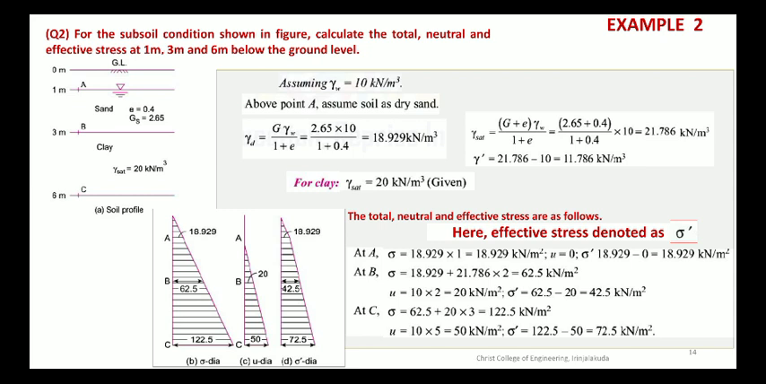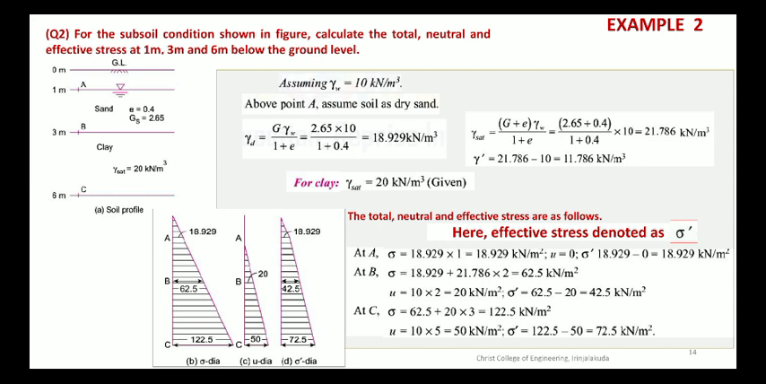Now what is the pore water pressure at B? So just look at the layer B. How much is the depth of water over that B? It is 3 minus 1, that is 2 meters. 2 meters of water. The water table is 2 meters above the layer B. So it will be experiencing that 2 meter height of water. So you have to multiply gamma W into H, where H is 2 and gamma W is 10.